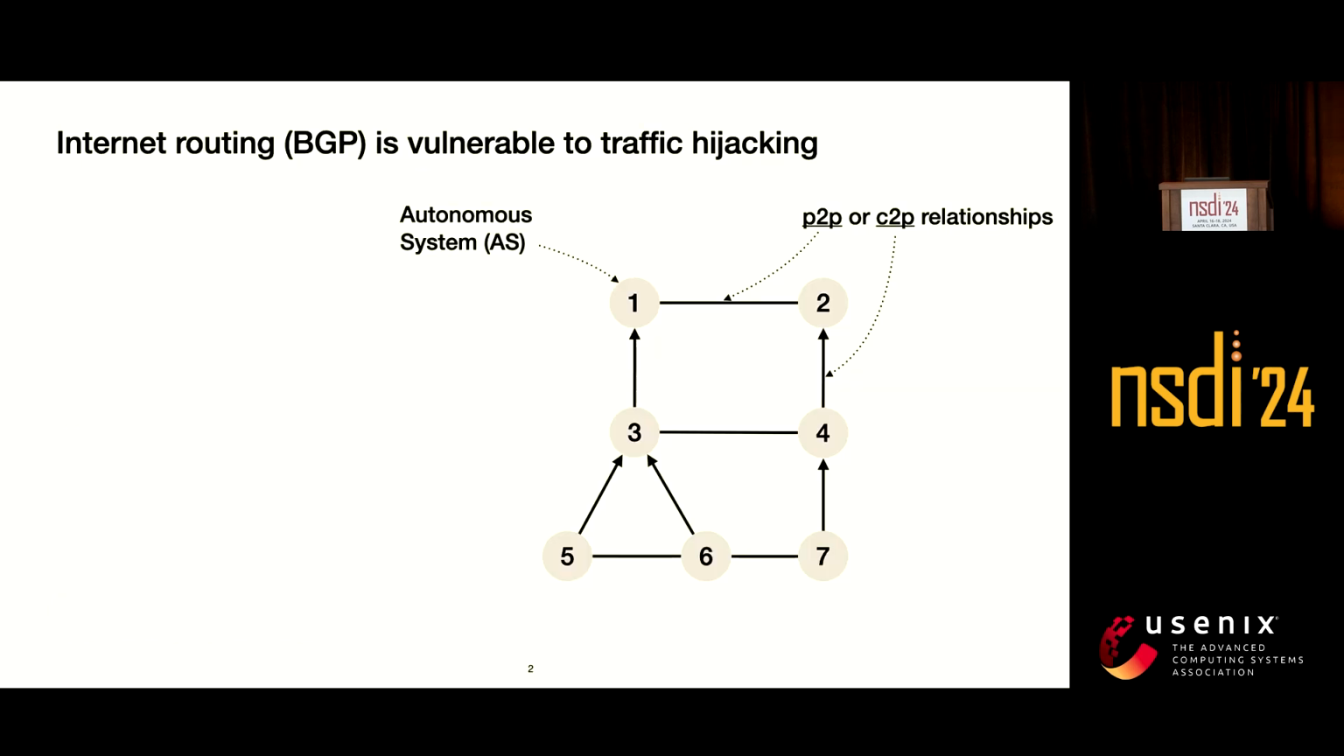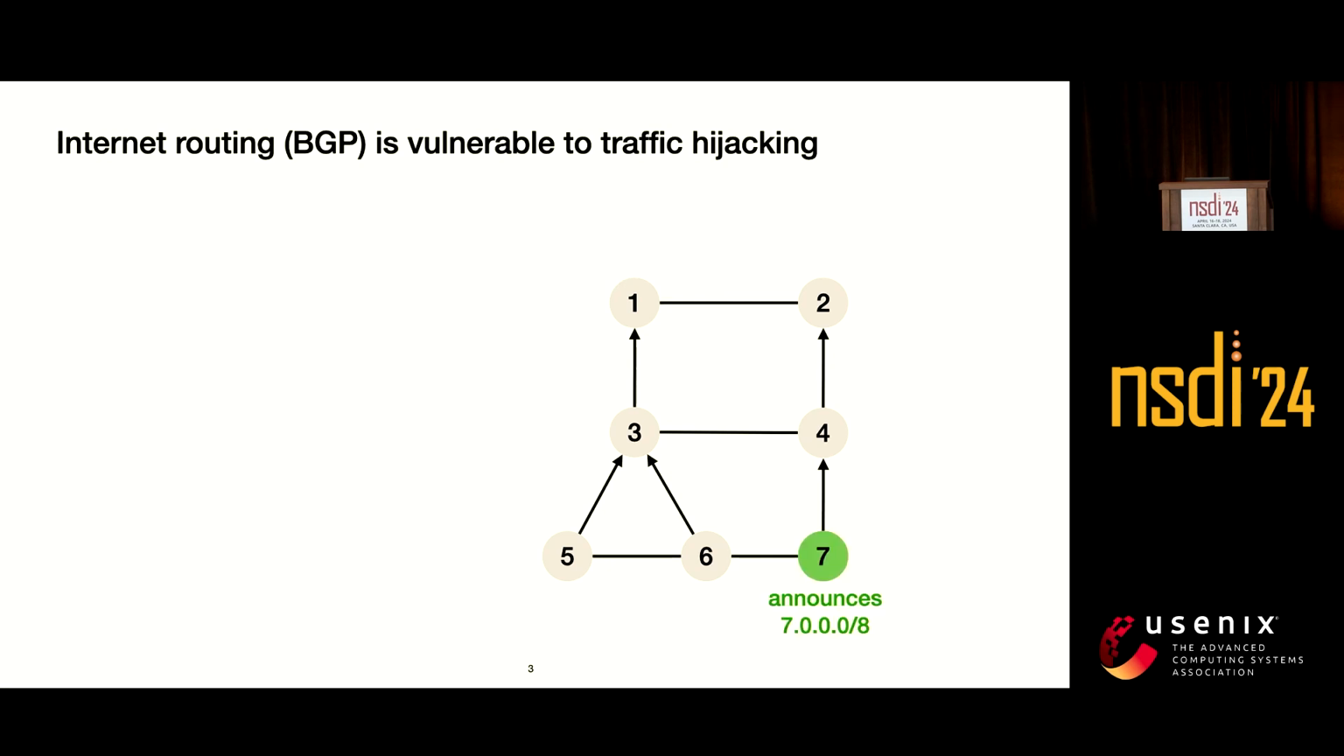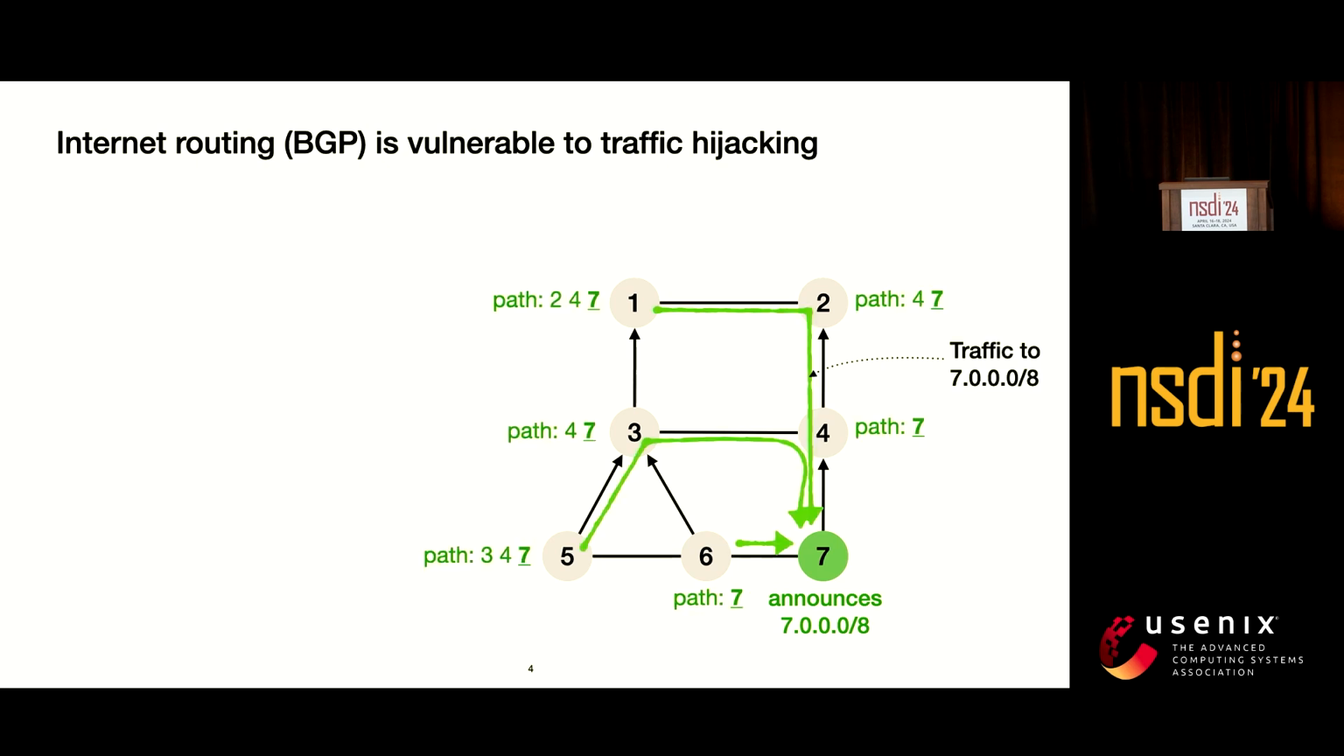Imagine we have a mini internet with a few autonomous systems which are interconnected using peer-to-peer or customer-to-provider relationships. And assume now that AS7 in green announces a prefix in BGP, a prefix that it owns. So there will be a BGP route that propagates through our mini internet, and all the autonomous systems will be able to reach that destination using an AS path. So the traffic is supposed to follow this path as illustrated in green here.